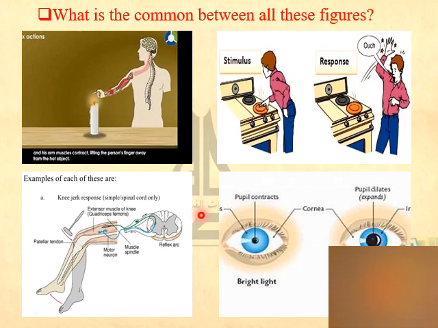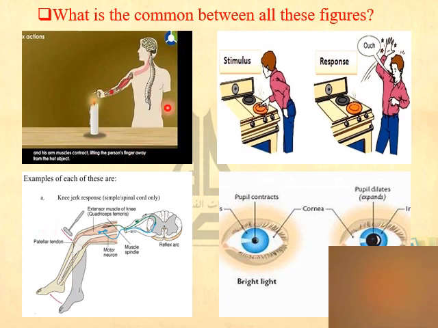So here we can also see that there is another common between them: due to the stimulus we are receiving, there is a response. I'm going to tell you that there is another common between these figures. If you notice, all these actions that are happening are involuntary. What do we mean by involuntary? We mean by involuntary that they are happening without conscious, without thinking. Okay, they are happening rapidly and automatically without thinking.